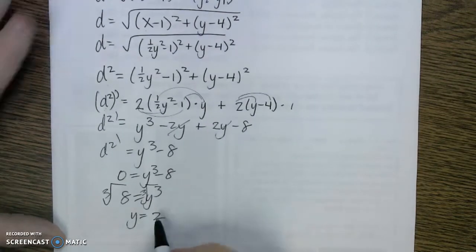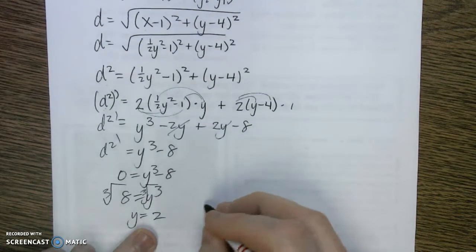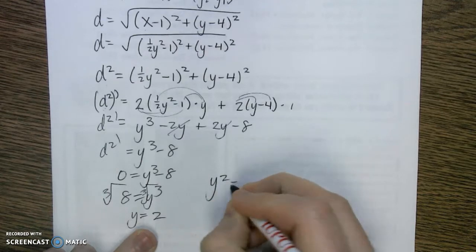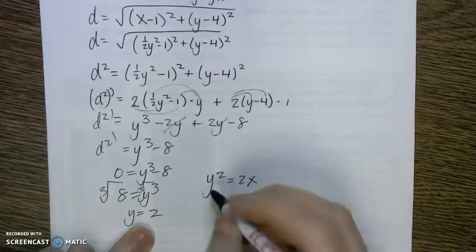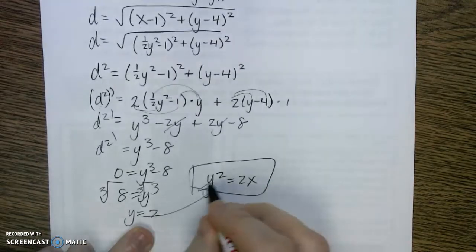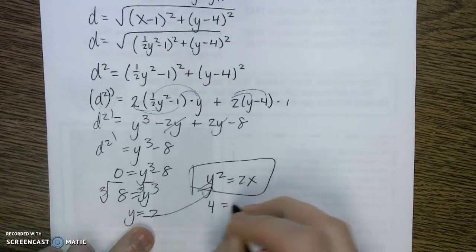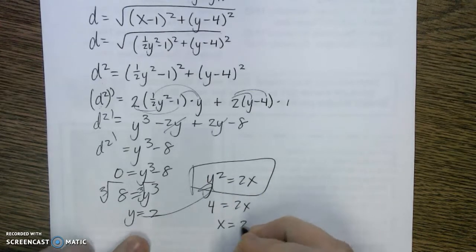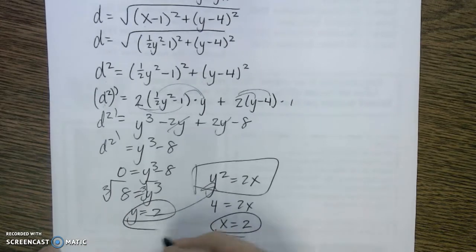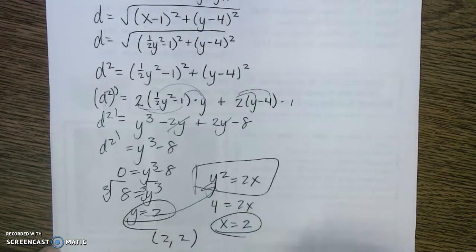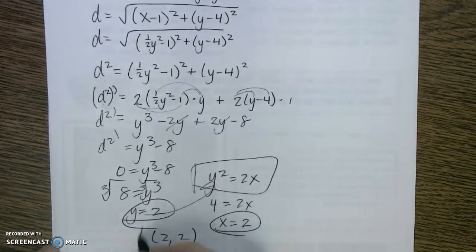So that means 2 is the y value, and if I go back up to that equation at the top, I can plug in 2 there. So x is 2. So I found my closest point to (1, 4) is the point (2, 2).